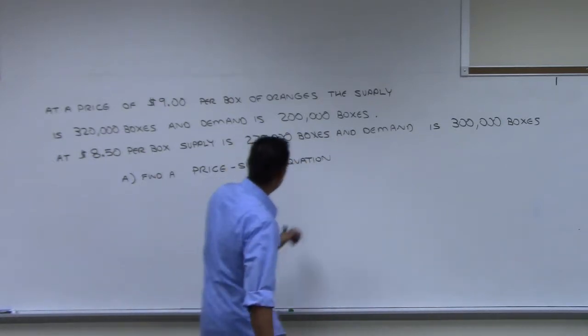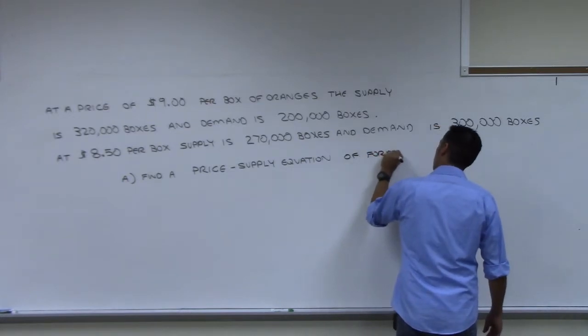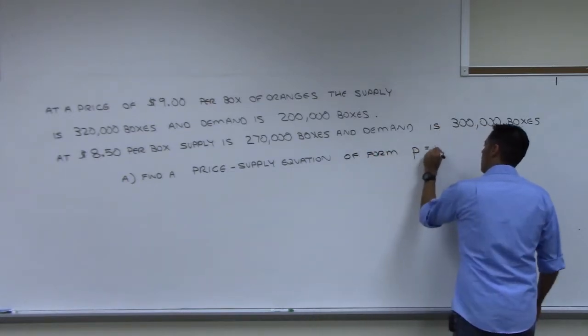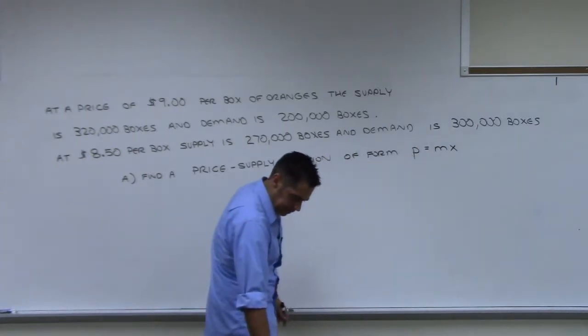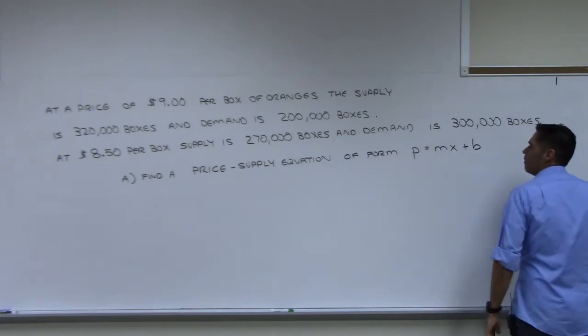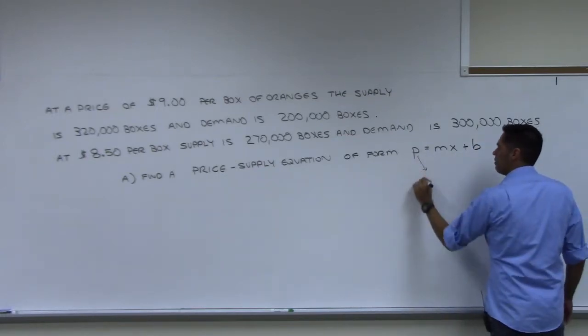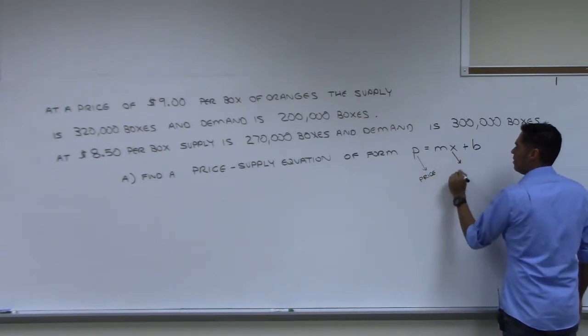of the form P equals mx plus b, where P is the price and X is the supply.